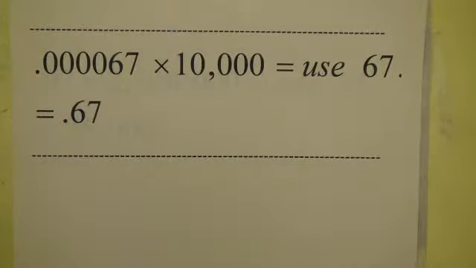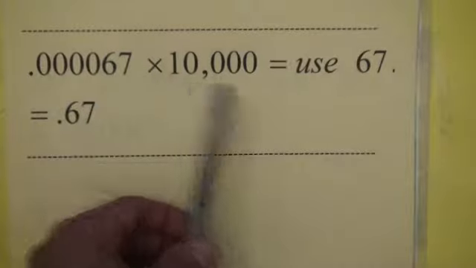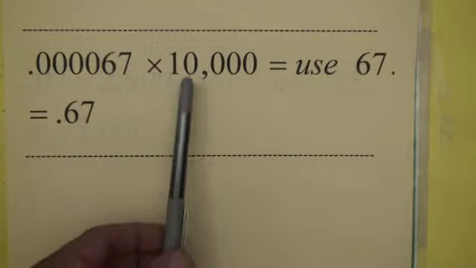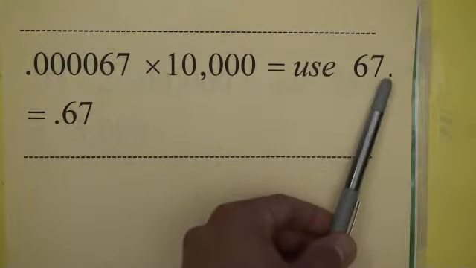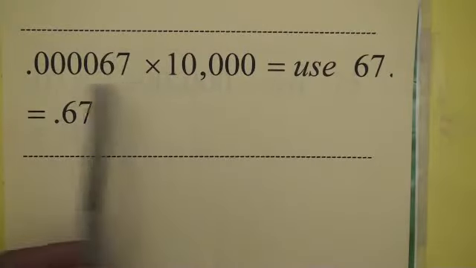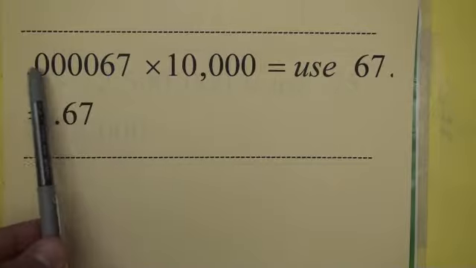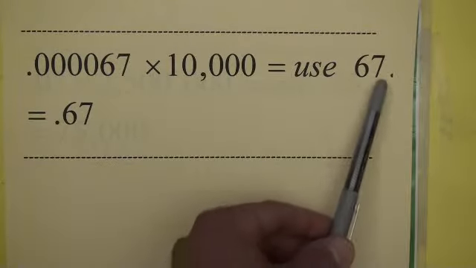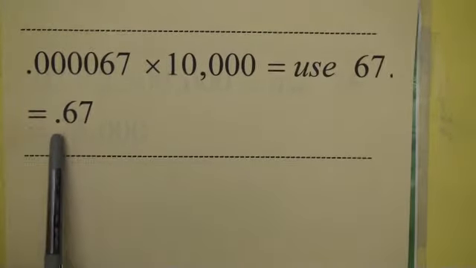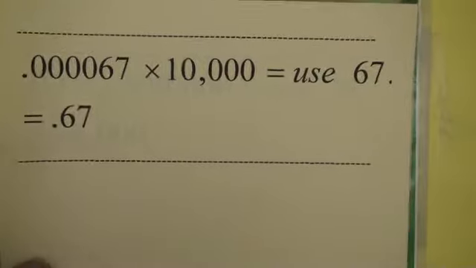Same thing with the second one. We're just going to use the number 67 to help us out. So basically we did 67 times 1 to get 67. Then the 10,000 wants us to move this decimal to the right 4 places. This one wants us to move the decimal 1, 2, 3, 4, 5, 6 places back to the left. So 4 to the right, 6 to the left takes the decimal just here to the left of 67.